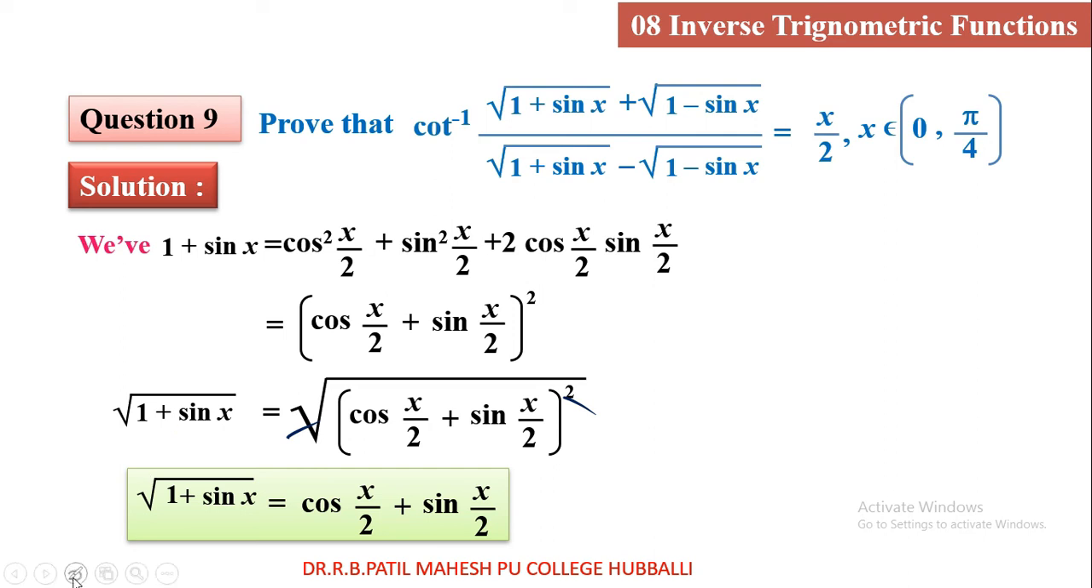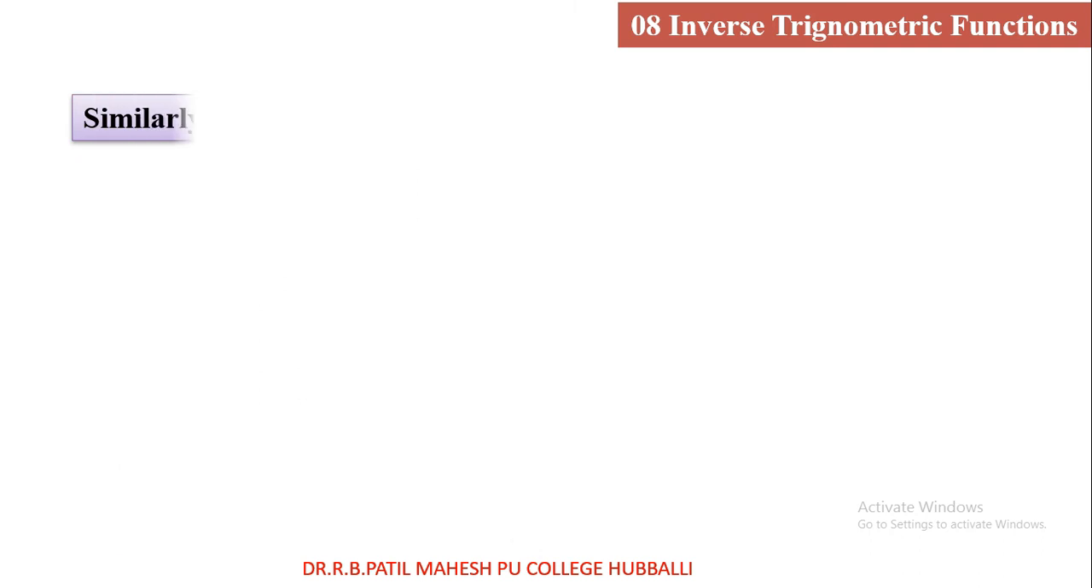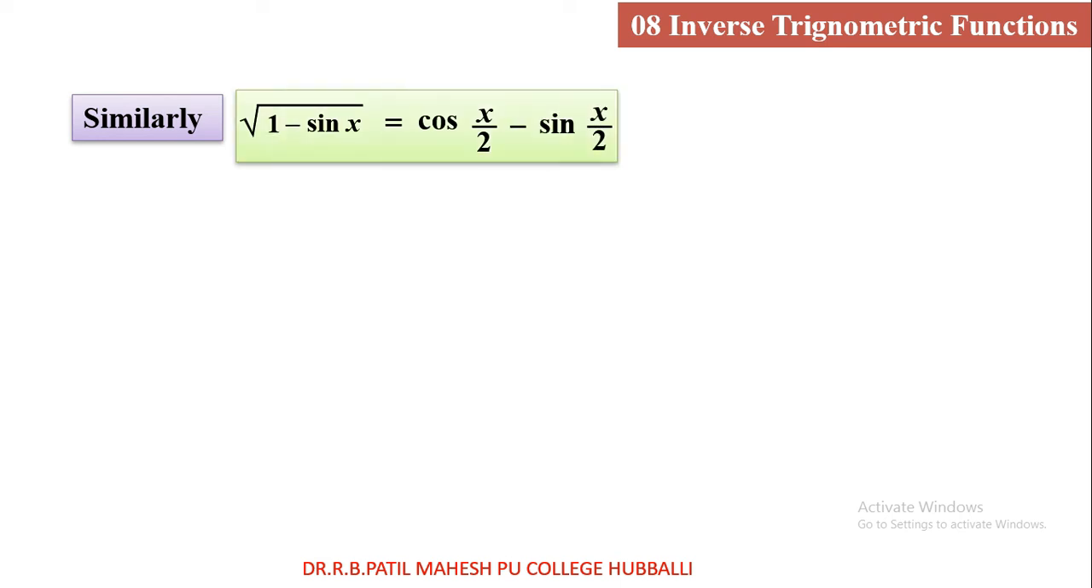Dear students, I am arriving directly at root of 1 plus sin x as cos x by 2 plus sin x by 2, so that the simplification becomes simple. Similarly, directly I will write root of 1 minus sin x is cos x by 2 minus sin x by 2. Like previous, we get the root of 1 minus sin x formula.